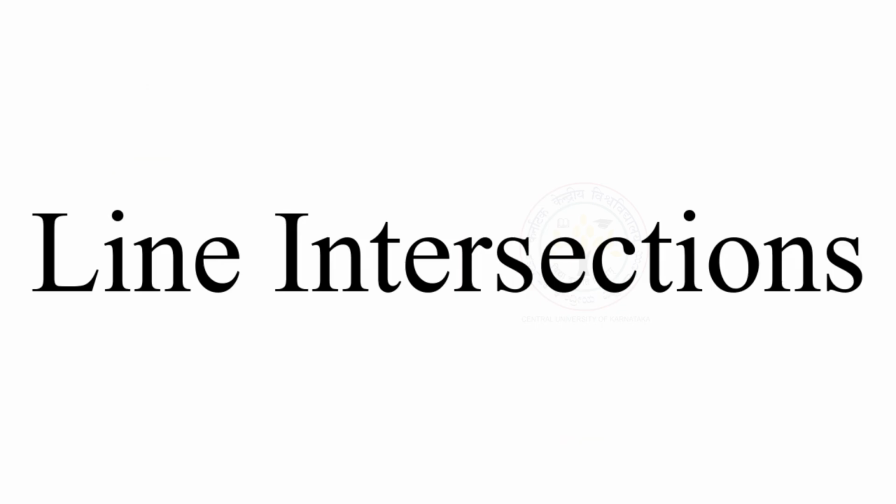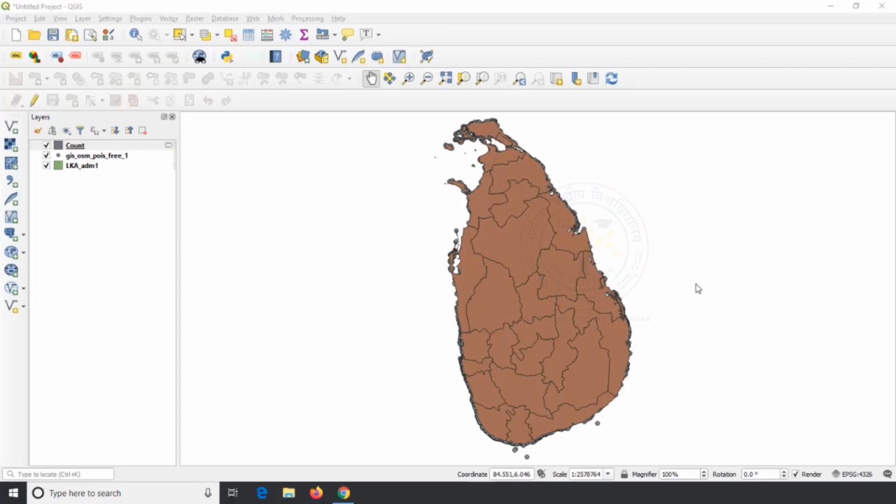Line intersections identify the intersection of our input lines and creates a point at the intersection as a result. For this, I am going to use two dummy road network data and we will see the result.